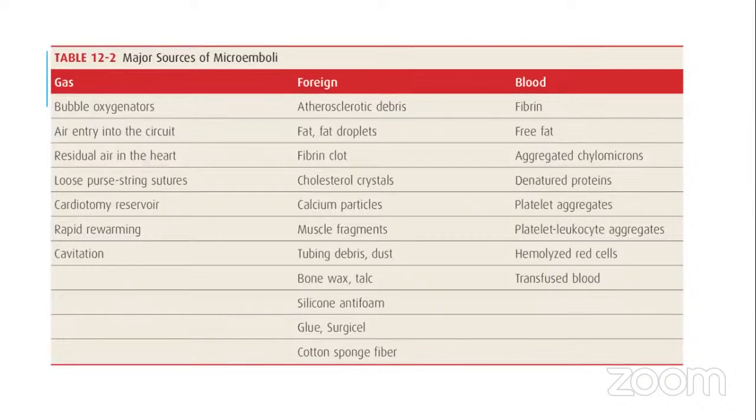So this table summarizes the major sources of microemboli. We have gas from the bubble oxygenator, cardiotomy reservoir, air entry into the circuits, and cavitation. Foreign body including atherosclerotic debris, fat, and fibrin clot. Blood including free fat, platelet aggregates, and hemolyzed red cells.